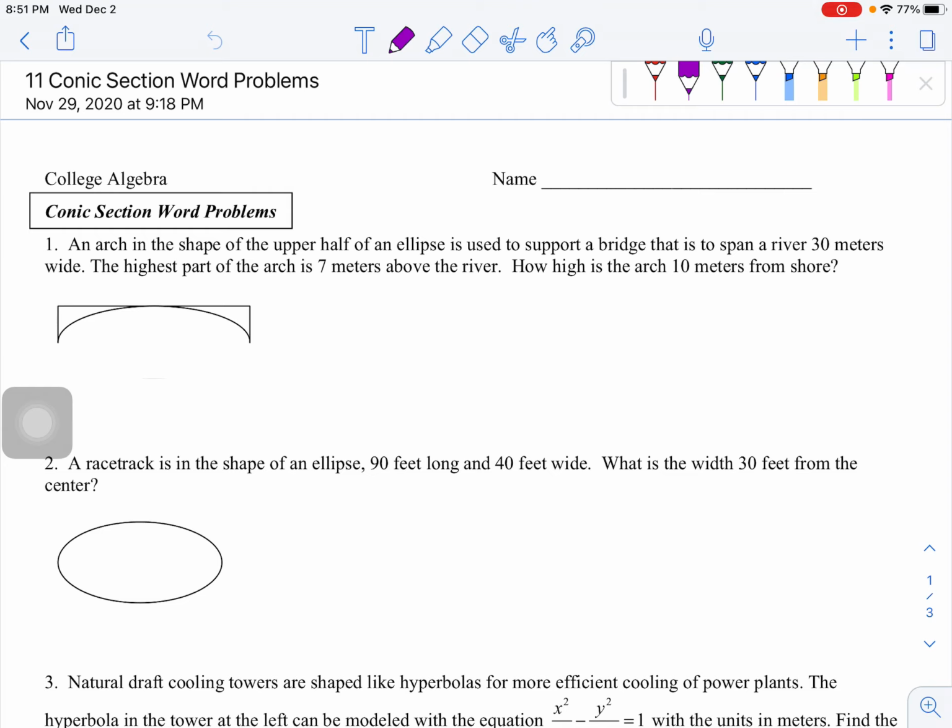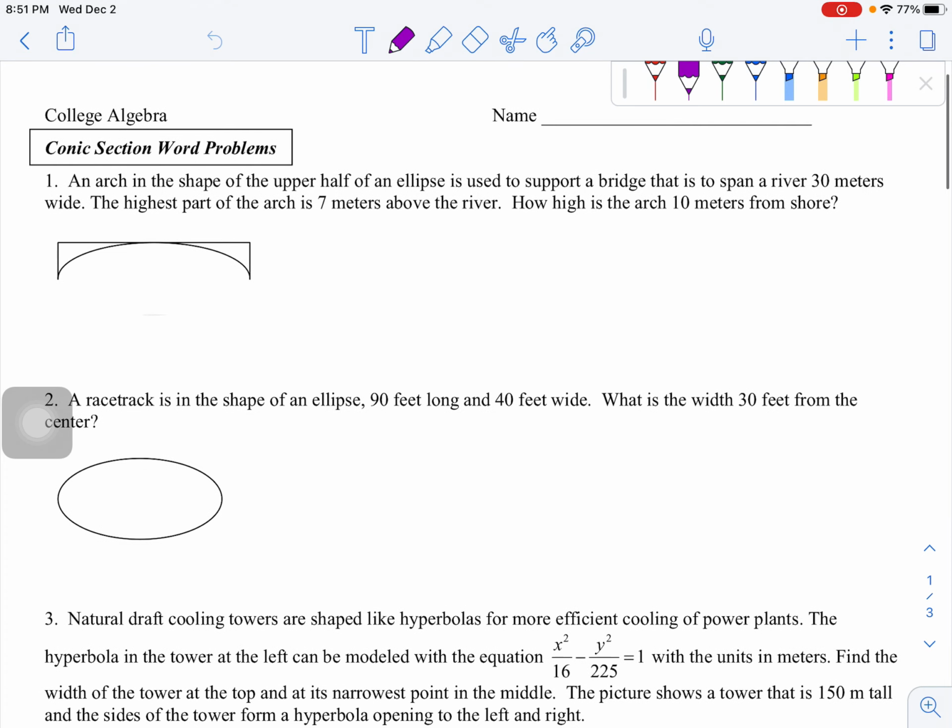So the last section we're going to talk about for this unit is the conic section word problems. So we've dealt with conic sections that are circles, parabolas, ellipses, hyperbolas, and now we're going to deal with some word problems that involve those. The first thing you want to do with any of these problems is read it, annotate it, and in most cases either mark up a picture that's already given to you or create your own picture to represent the problem. That's really going to help with these things.